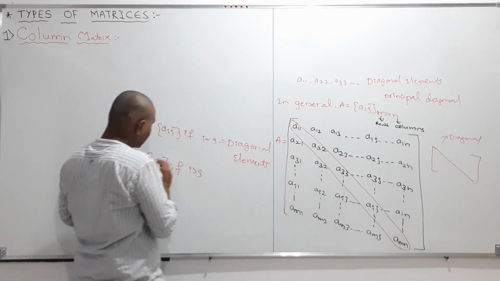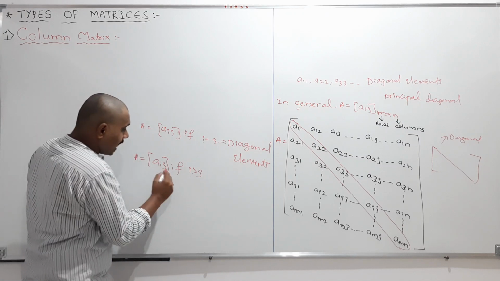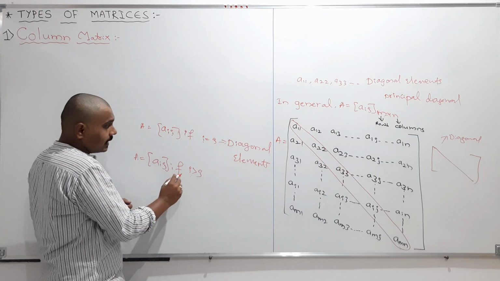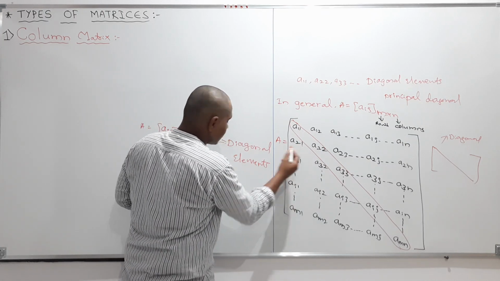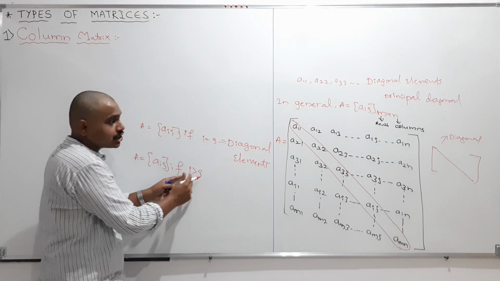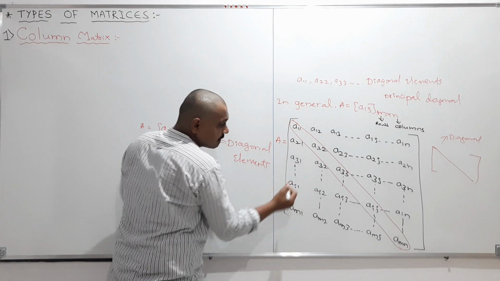So generally we know that i indicates the row and j indicates the column. A equals a_ij if i is greater than j means which elements? It is this element, where the i value is greater than j. Here the i value is 2 and j value is 1; i value is 3 and j value is 1.